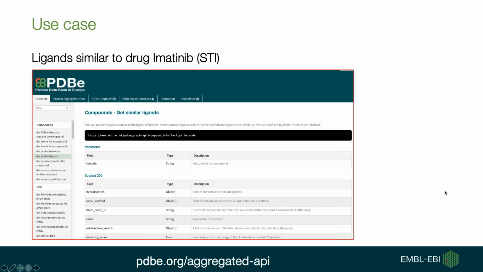Let's see another use case. Imatinib is a tyrosine kinase inhibitor for cancer. To find the ligands which are similar to STI, this can be easily done by using the similar ligands API call that is available in the compounds category. I think we have seen this before for the example of erythromycin and clarithromycin.